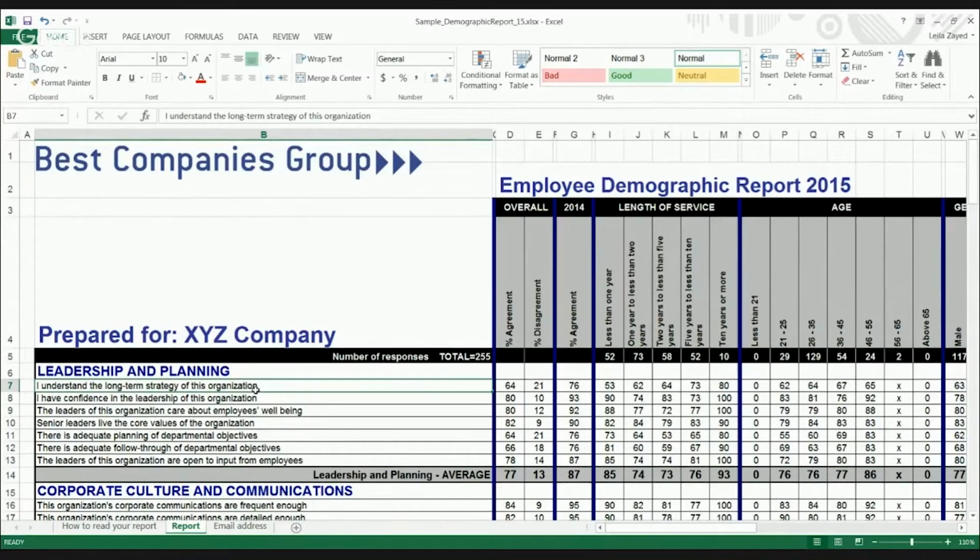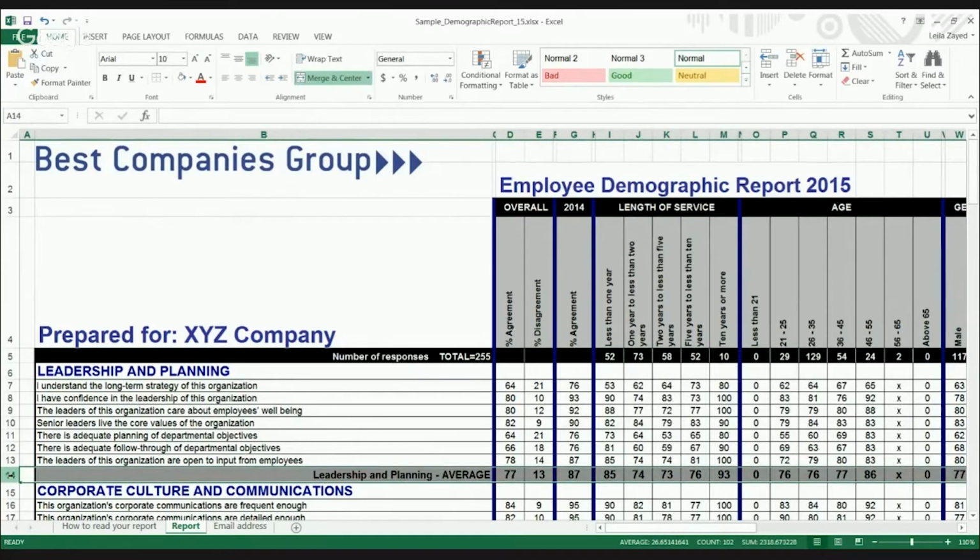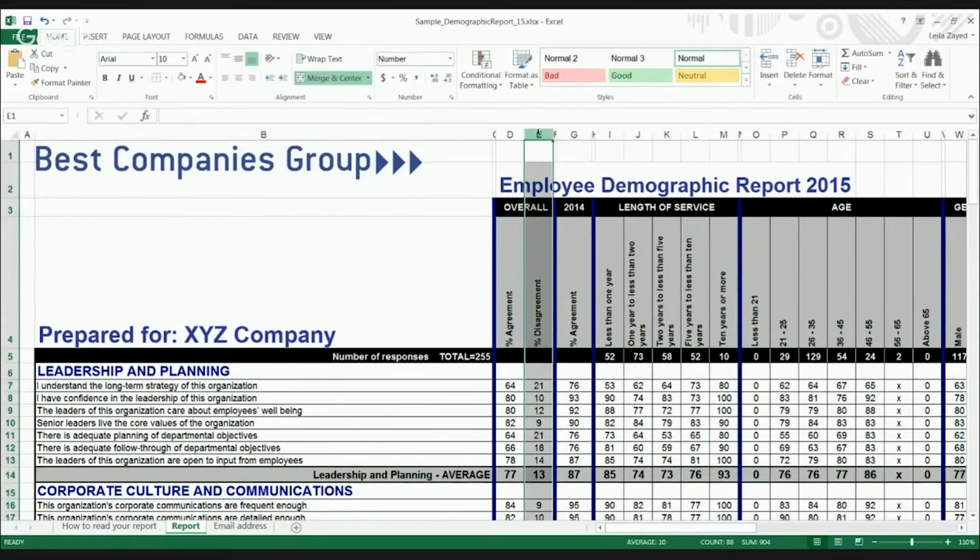We report on 8 core focus areas, such as leadership and planning and role satisfaction. Notice that each core focus area has an average as well. At a glance, you'll see which areas have high levels of agreement, as well as those that need your attention. On the x-axis, we've first reported on percent agreement and then on percent disagreement. If you've conducted the survey recently, we've also included percent agreement from your most recent survey year.